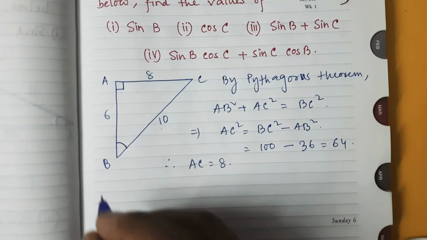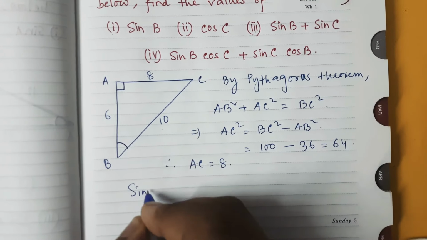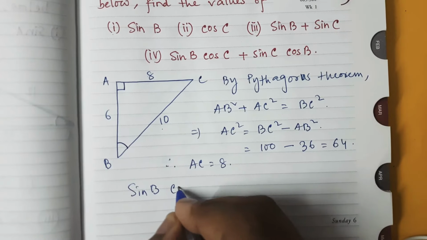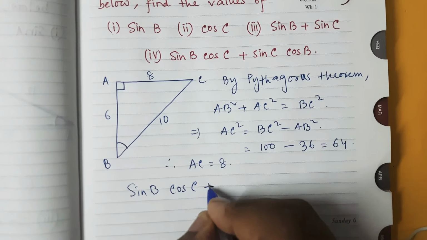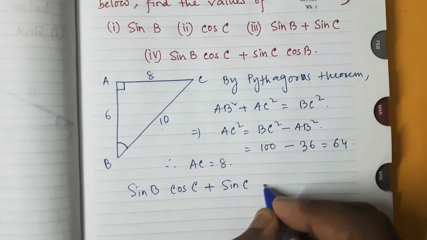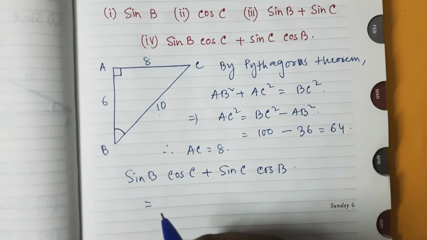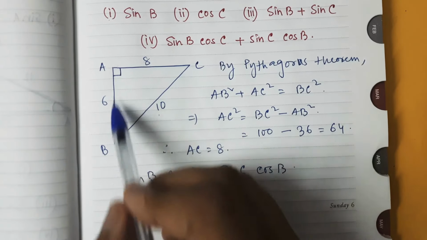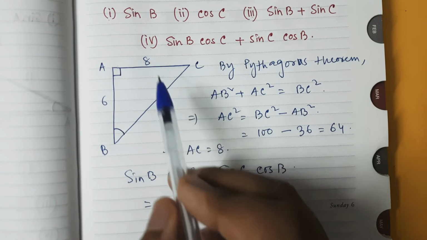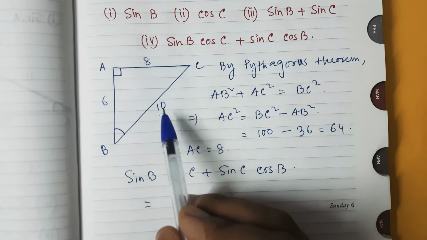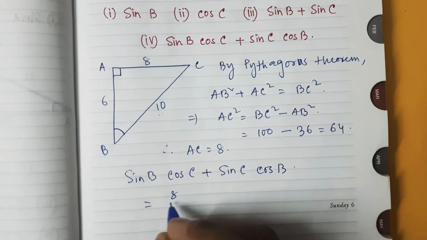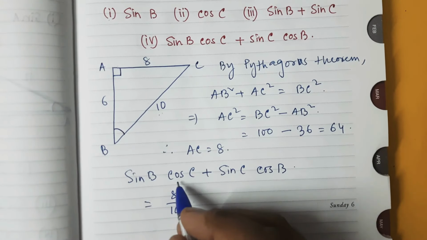So sin B, I am doing it directly, plus sin C cos B. Now this is equal to sin B, as I said, this is base, this is perpendicular. So perpendicular by hypotenuse, it will be 8 by 10. So 8 by 10. Now what is cos C?